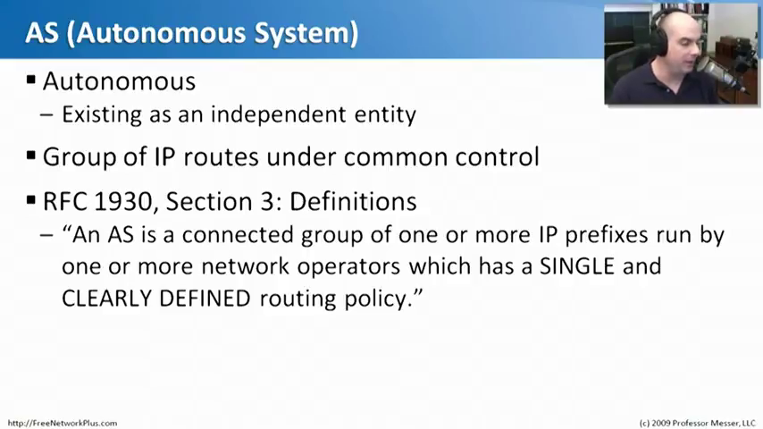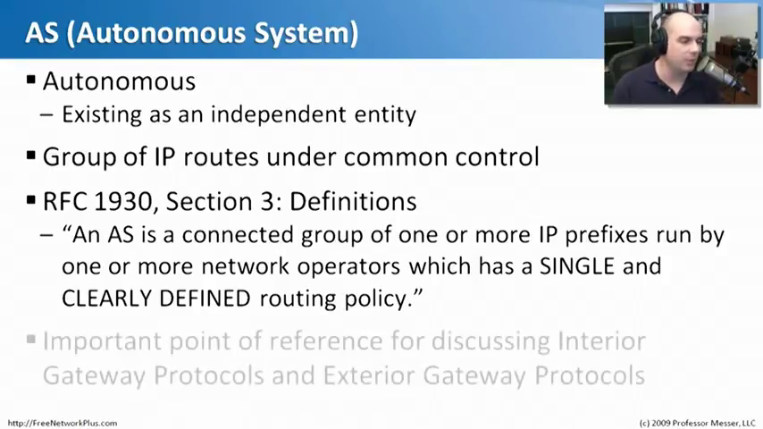There's a section 3 with definitions that says an AS is a connected group of one or more IP prefixes run by one or more network operators, which has a single and clearly defined routing policy. Usually an entire organization is a single AS. Usually individual organizations are individual ASs. That is one way that we talk about routing protocols, and the way they operate between each other is to describe them as a single AS. You'll see this come up quite a bit.